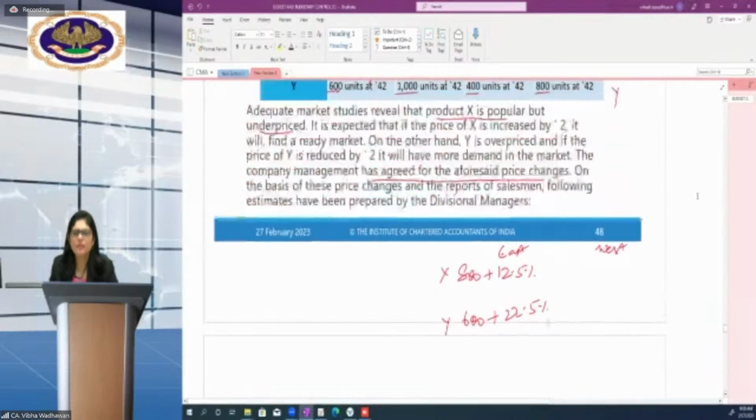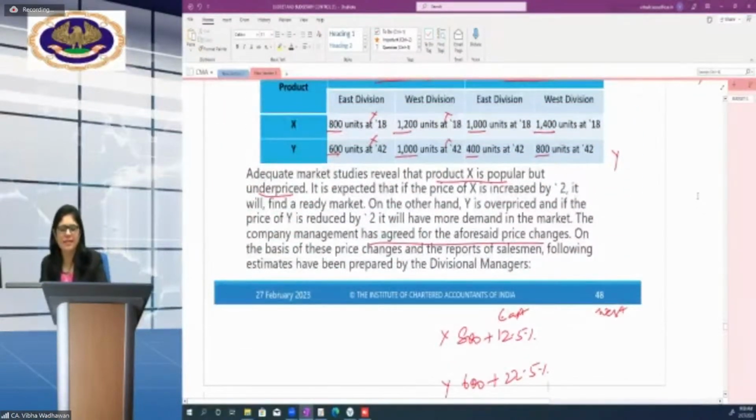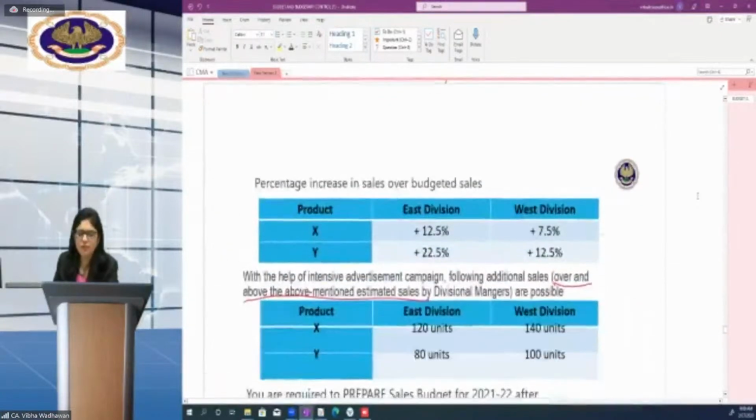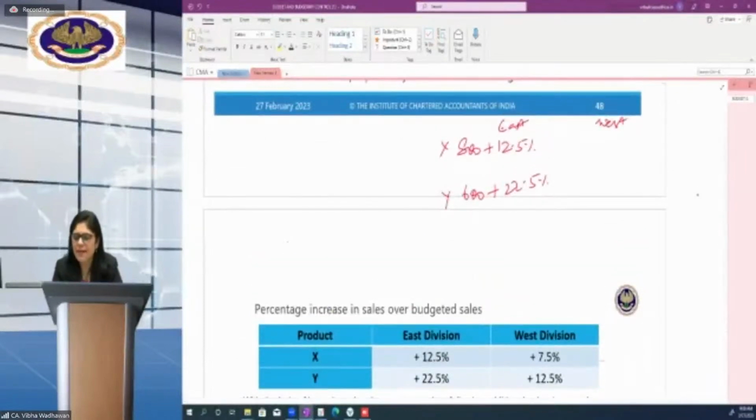So if we incorporate the strategy which the management has approved, they are saying that sales are going to increase by 12.5% for product X in East division and 22.5% for Y East division, and then plus 120 units and 80 units. So plus 120 and plus 80. Let us find out the new sales volume, the units for product X. 800 were original and we are expecting an increase of 12.5% plus 120 units due to advertising.